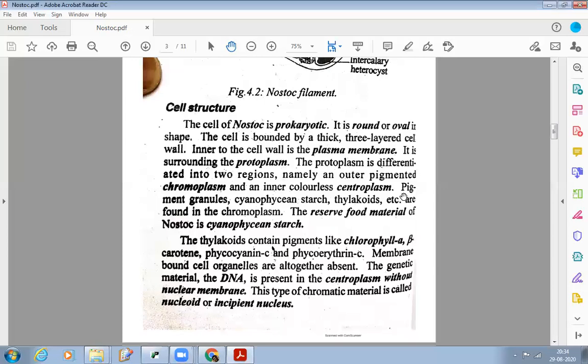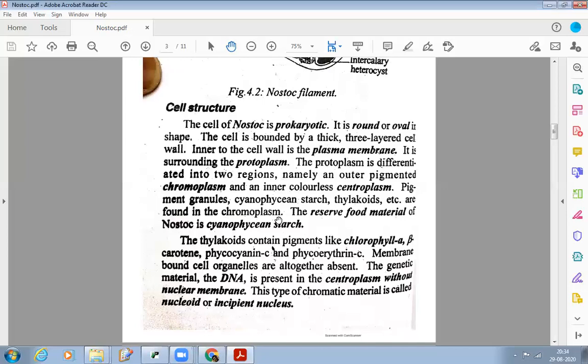We have already discussed all these points in the general characteristic features of cyanophyceae. The pigment granules, cyanophycean starch, is a reserve food material. Thylakoids, etc., are found only in the chromoplasm. So chromoplasm is a colored cytoplasm.